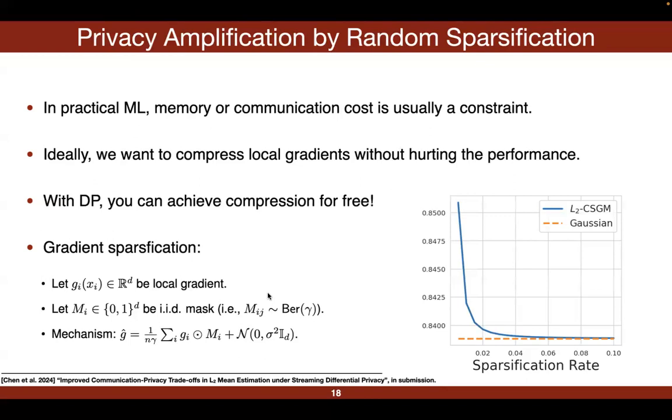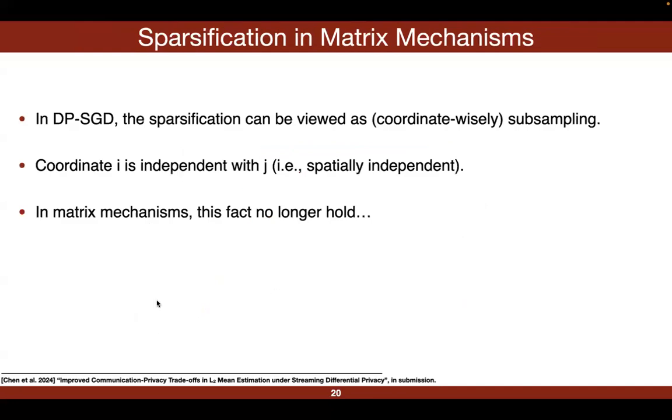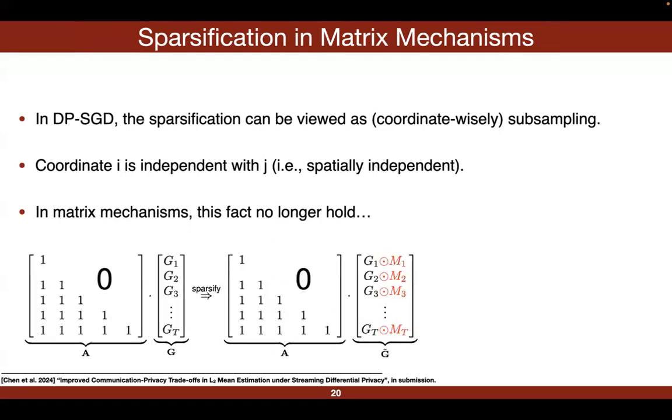So if you want to extend this idea to matrix mechanisms, there will be some issue. As I said, in DPSGD, the sparsification is basically done by coordinate-wise subsampling. In that case, coordinate I is independent of coordinate J, so we can analyze them separately and then apply privacy amplification by subsampling. But for a matrix mechanism, this fact no longer holds.